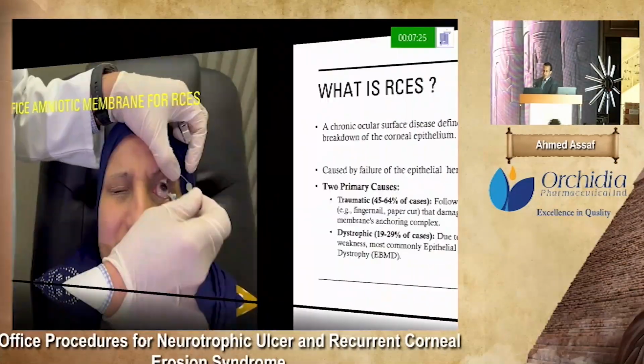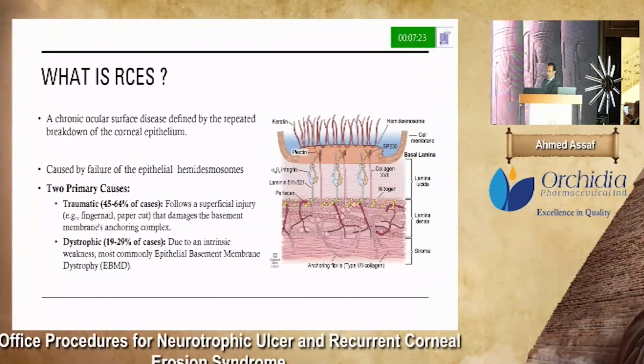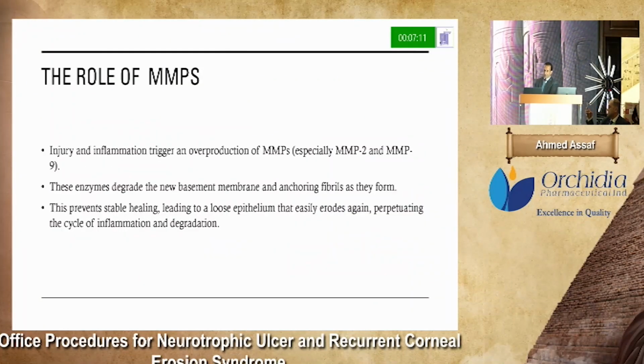So here, what is recurrent corneal erosion syndrome? It's a chronic surface disease characterized by repeated breakdown of the corneal epithelium. It's caused either by minor trauma or sometimes dystrophy, and aggravated by corneal epithelial dystrophy. The role of MMP9 has already been established here.